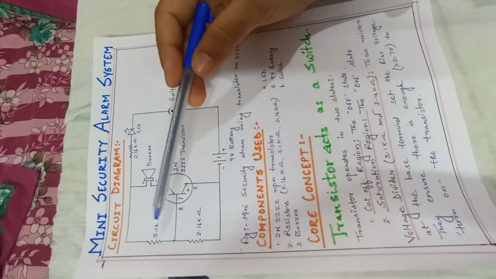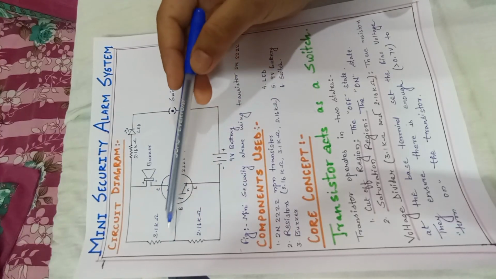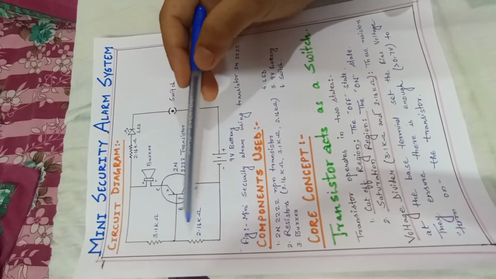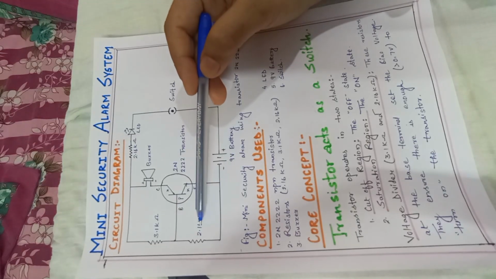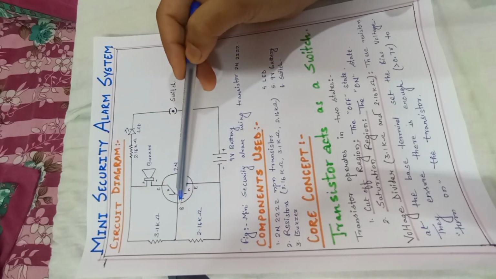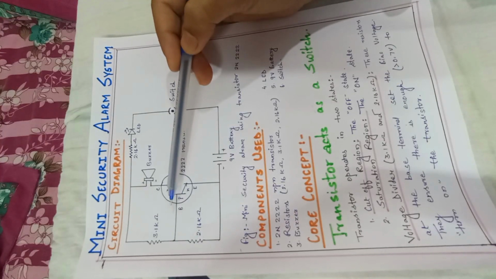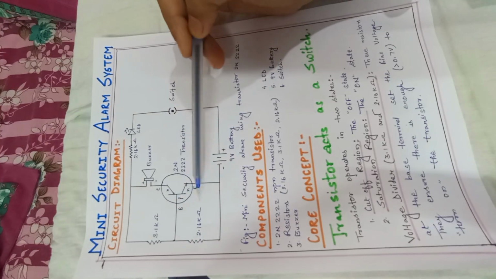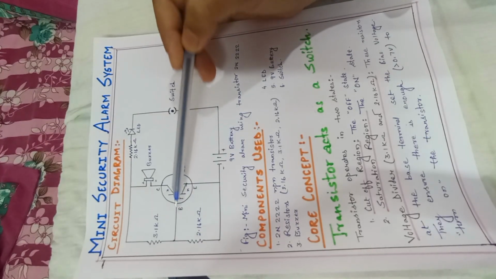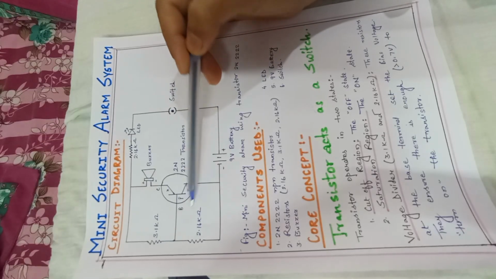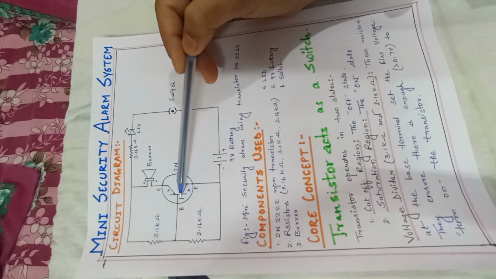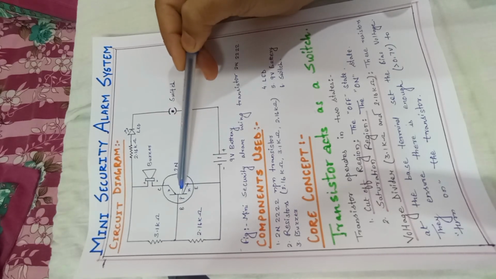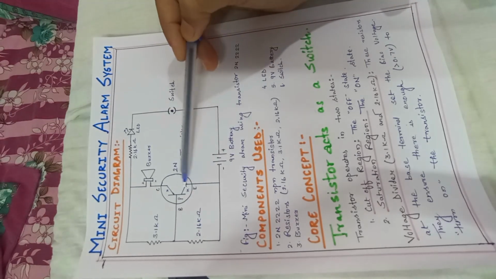Here in the voltage divider arrangement, the 3.1 kilo ohm resistor and the 2.16 kilo ohm resistor set the bias voltage for the base, and ensure that the voltage between base and emitter, that is the VBE, is greater than 0.7 volt. When it is greater than 0.7 volt, this will trigger the transistor.